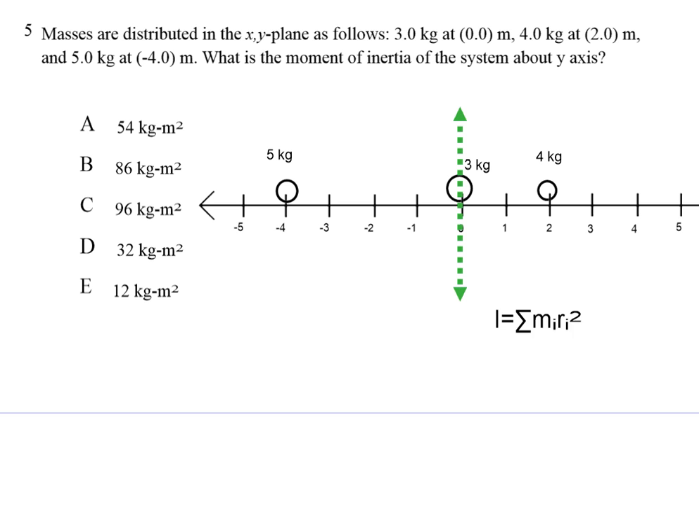So here's the equation. See if you can stop the tape and find the moment of inertia.